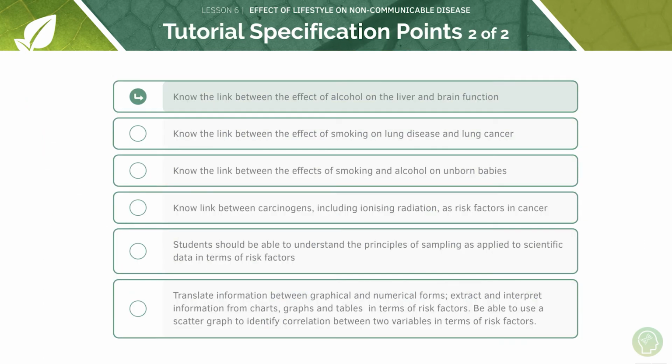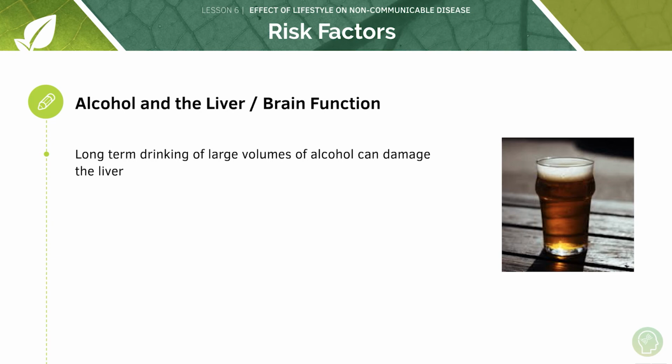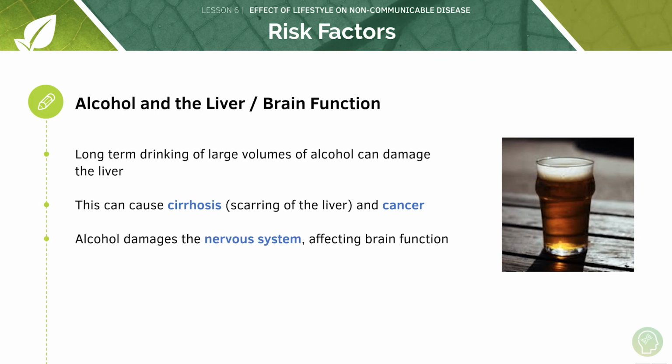So now let's have a look at alcohol and the liver function and also the brain function. So long-term drinking of large volumes of alcohol can damage the liver because it can cause basically scarring of the liver, so we call this liver cirrhosis, and it can also increase the incidence of liver cancer. In addition, alcohol damages the nervous system, so therefore it can affect brain function.